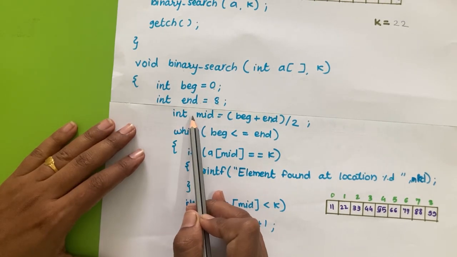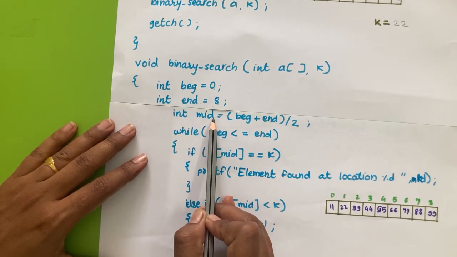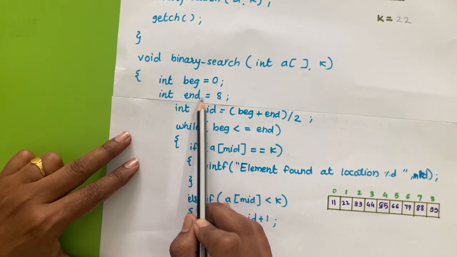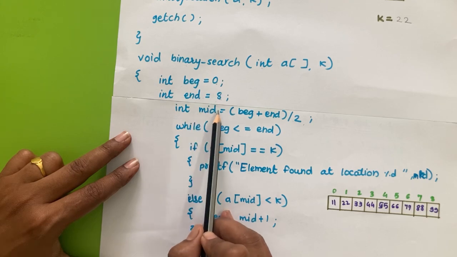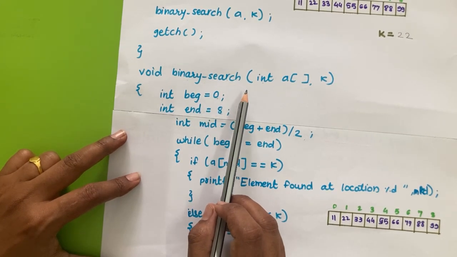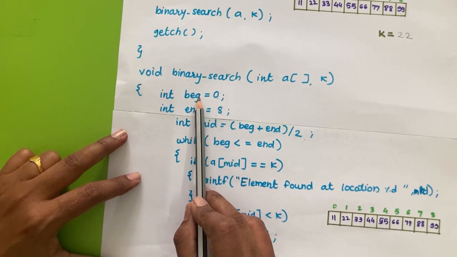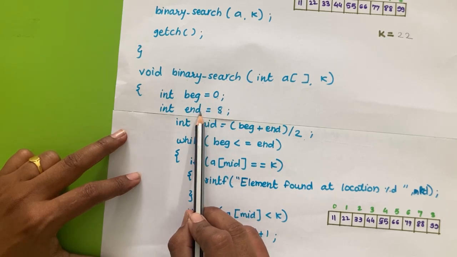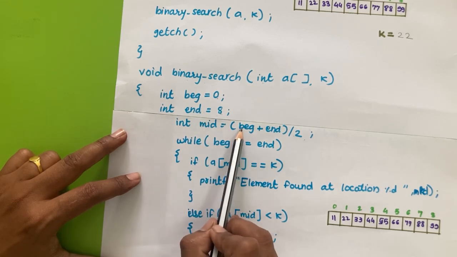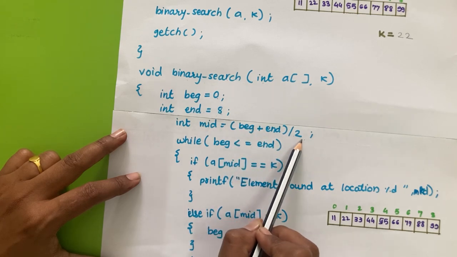Now we will first calculate the mid. The formula for mid is beginning plus end divided by 2. It will give the value of mid. Okay, so in binary search we first require the beginning index, then the end index, and we have calculated the index of the middle element with the help of the formula begin plus end divided by 2.